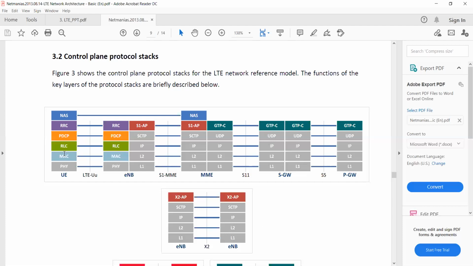Please let me know if you have noted this, if you have drawn this diagram. UE to eNode B, eNode B to MME, which is connected via S1-MME interface, MME to S gateway connected via S11 interface, and S gateway to P gateway. This is connected via S5 interface. This is in case of home network. If it is a roaming network, it will come as S8 interface.